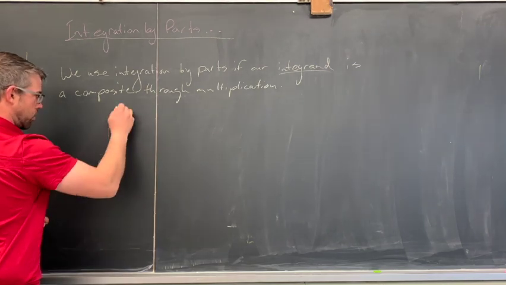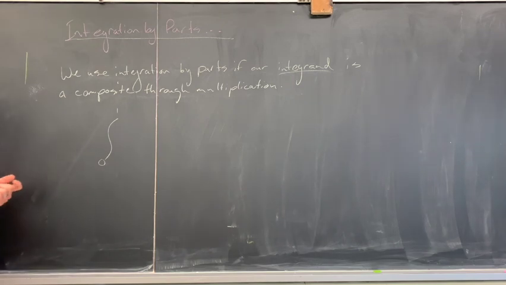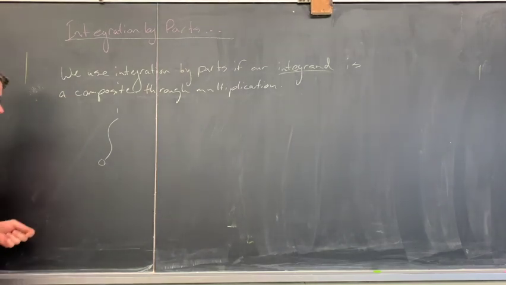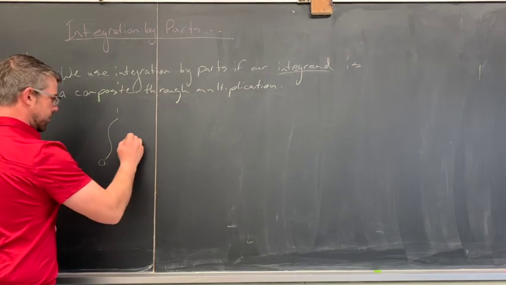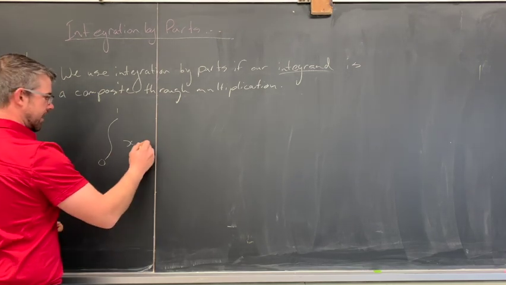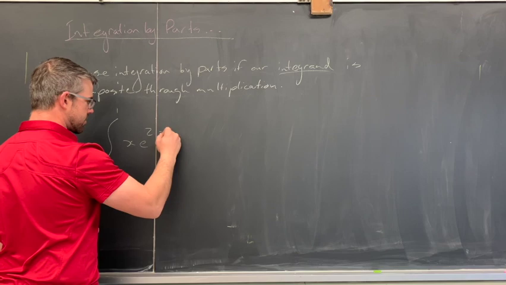We'll go from 0 to 1. We're just going to stick with a definite integral instead of doing an indefinite integral. And we'll do a product. So we'll have x, and let's go e to the 2x dx.